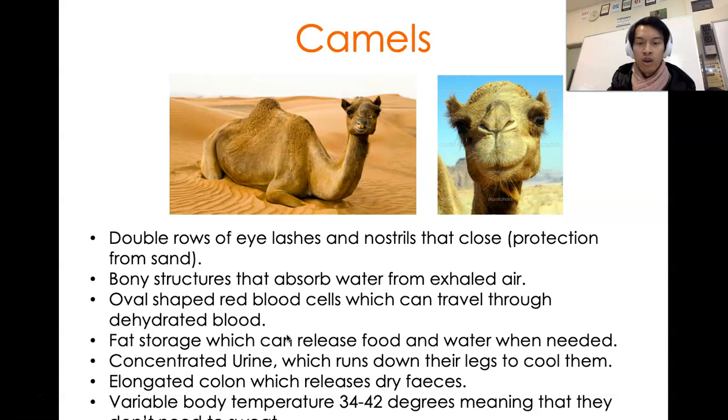They have an elongated colon, which releases dry feces, absorbing as much moisture from the feces as possible. And then they also have a high tolerance range from 34 to 42 degrees of core temperature, which means they don't really need to sweat to regulate their body temperature. So you can see they're a master of living in the desert.